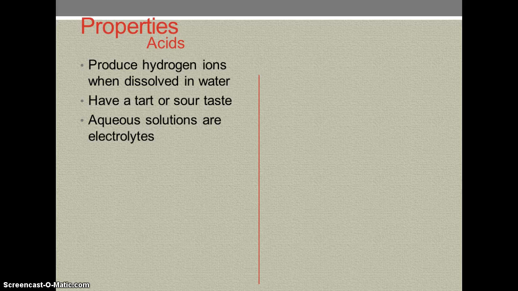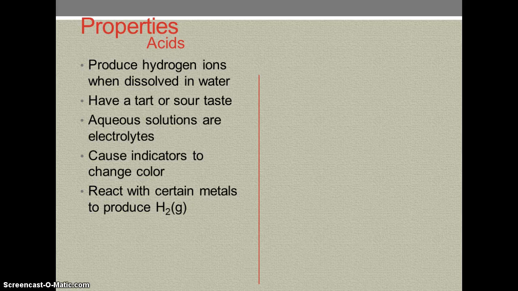Aqueous solutions are electrolytes. So an electrolyte can produce an electrical current. So if you have an acid that's been dissolved in water, which is aqueous, then you would have an electrolyte. So an electrical current can be conducted. They will cause an indicator to change color. So an indicator is a chemical that changes color in the presence of an acid or a base.